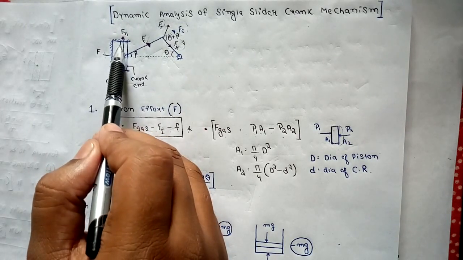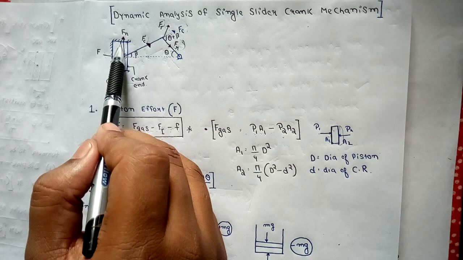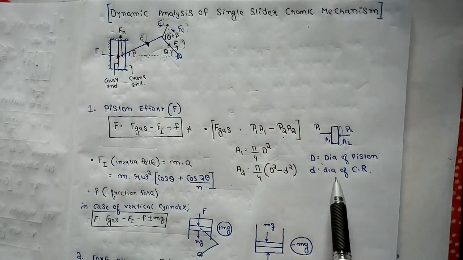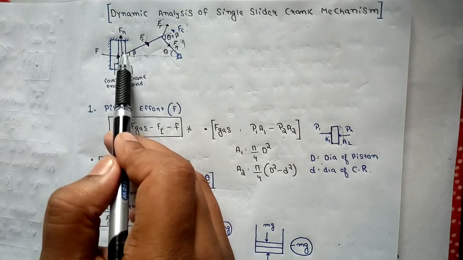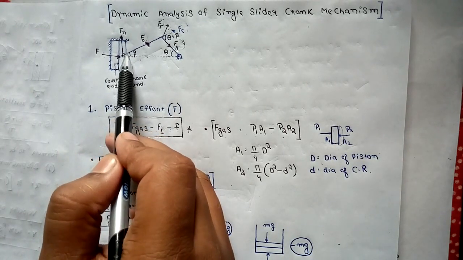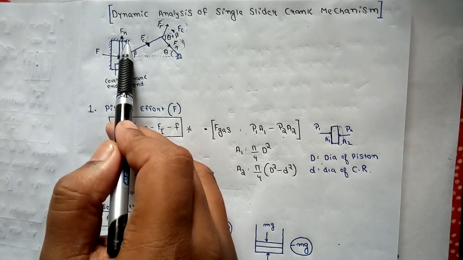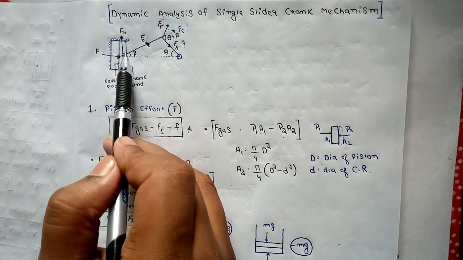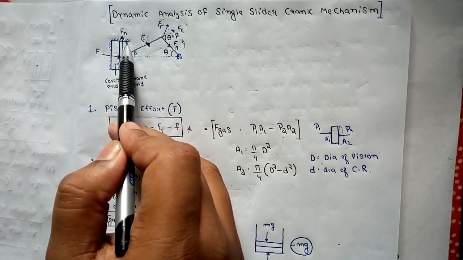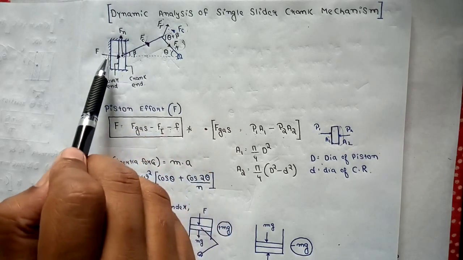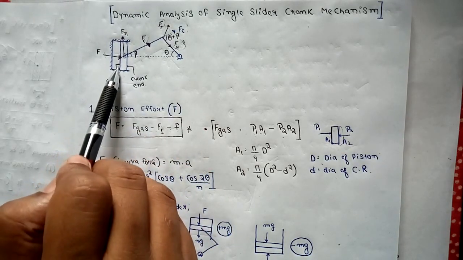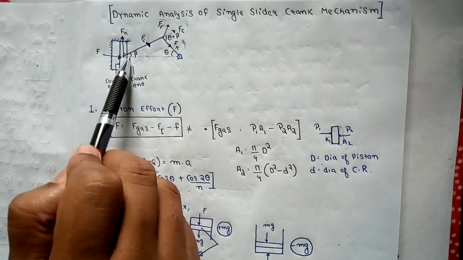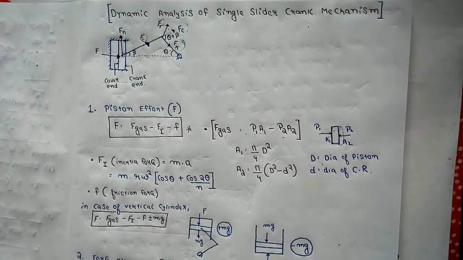So for example, the diameter of the piston is capital D, and if the diameter of the connecting rod on this side is small d, then the diameter on this side will be the diameter of the piston minus the diameter of the connecting rod. So the diameter on this side will be capital D minus small d, and the diameter on the left side will be simply capital D. So the areas of these two sides of the piston will be different in this way, right?